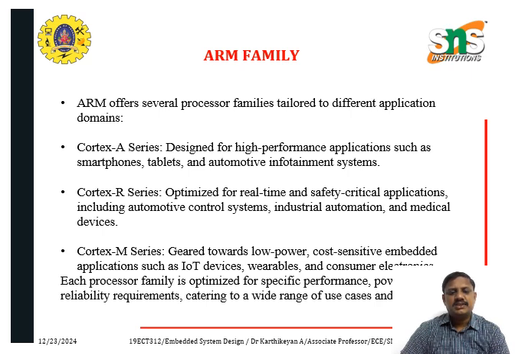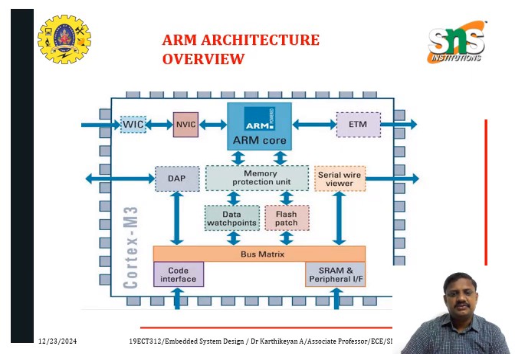The Cortex R series is mainly optimized for real-time and safety-critical applications, including automobile control systems, industrial applications, and medical devices, like an emergency airbag opening in a car. The Cortex M series is used for low power, low cost embedded applications, IoT devices, wearable devices, and consumer products. Cortex M is mainly used for commercial applications. These are all the ARM family functions.